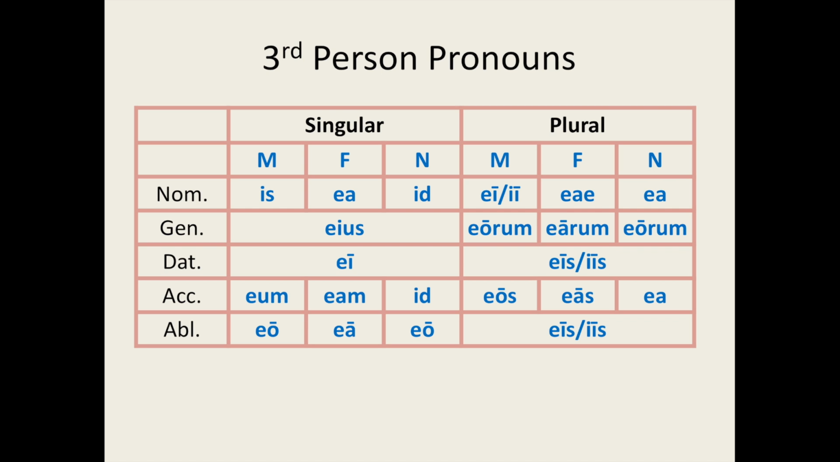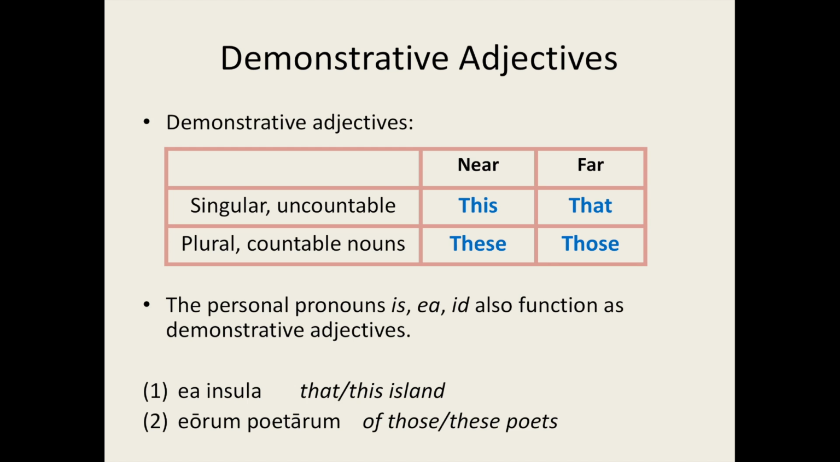The personal pronouns is, ea, and id also function as demonstrative adjectives: this, that, these, and those. Here are two examples. Ea insula, this island or that island, and eorum poetarum, of these poets or of those poets.